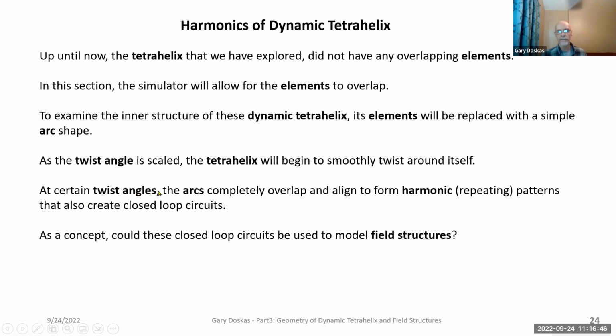And at certain twist angles, the arcs completely overlap and align to form these harmonic repeating patterns that also create closed loop circuits. So as a concept, could these closed loop circuits be used to model field structures of some sort? It's an open question.